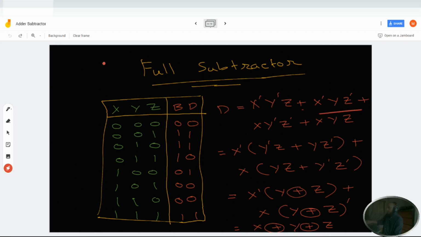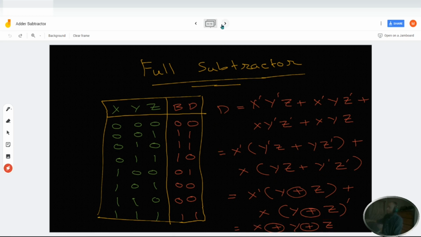From this term and this term we can see we have x prime common, so we can write x prime into y prime z plus yz prime. And between this term and this term we have x in common, and we can write x into yz plus y prime z prime. And we know this is the expression for y XOR z, and this is the expression for y XNOR z, so we can write like this. And we know that this is similar to x XOR y XOR z.